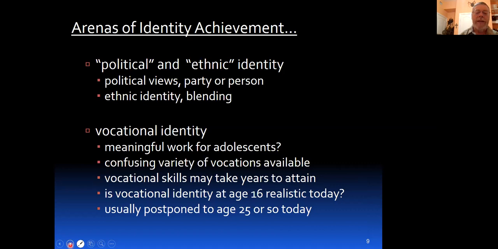It might take that adolescent today more time to sort through all of that. Now, in fact, many adolescents do not come to a sense of vocational identity. Not until emerging adulthood for many, often that full sense of vocational identity doesn't come about till age 25 or so.